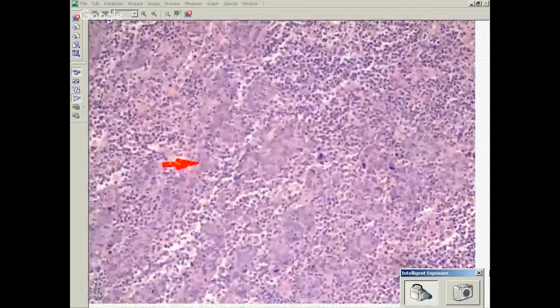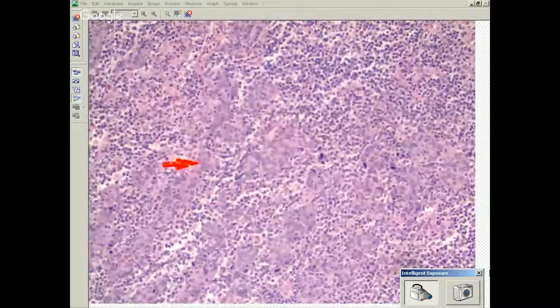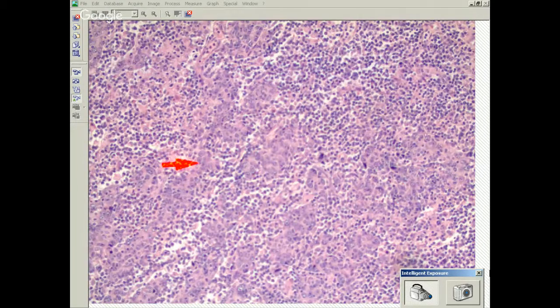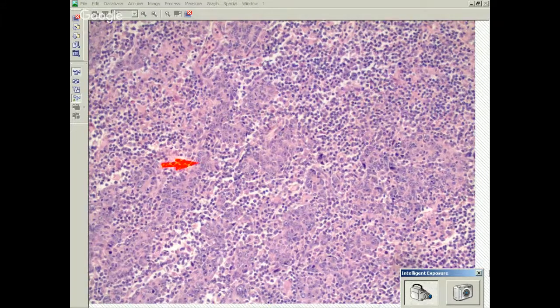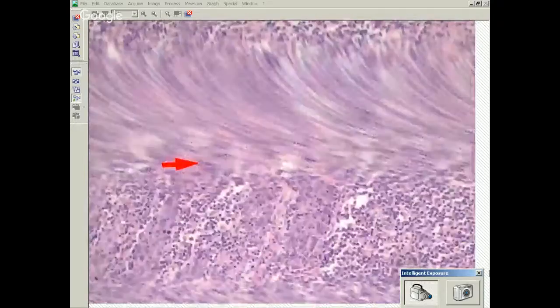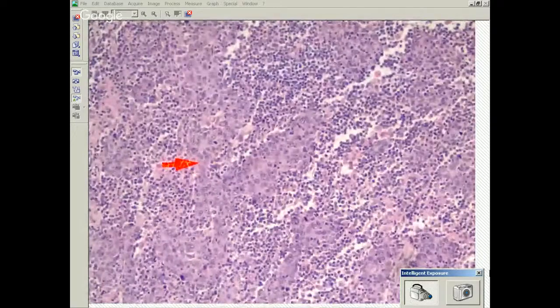Or neuroendocrine. Neuroendocrine is a good thought for any sort of round blue cell tumor, but in this case, it's unlikely to be neuroendocrine for a couple reasons. Neuroendocrine doesn't usually have this much association with lymphoid tissue, but there's another diagnosis where we see carcinoma, and it's intimately associated with lymphoid tissue.